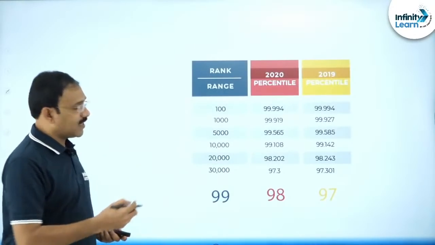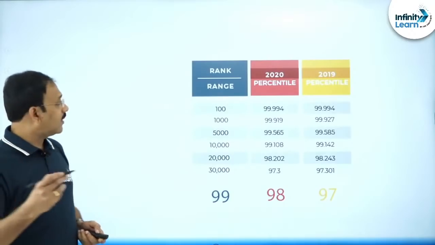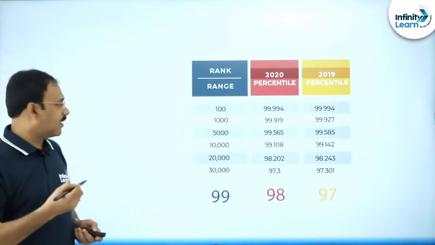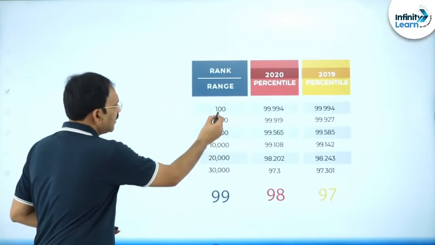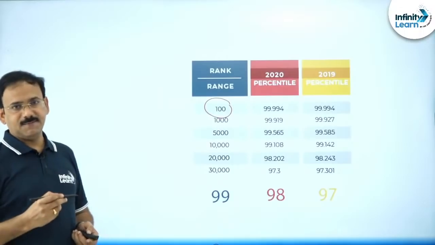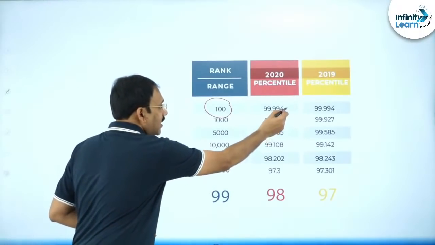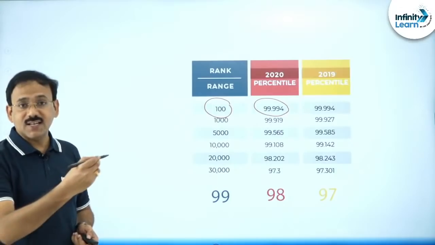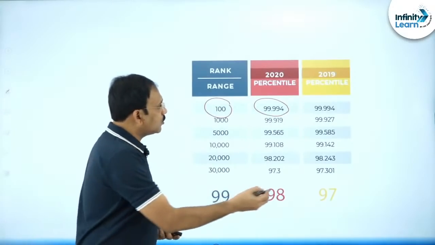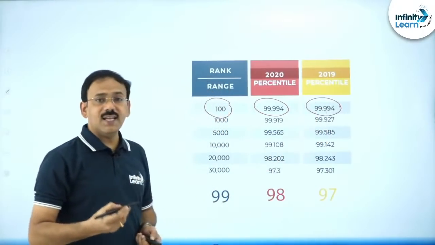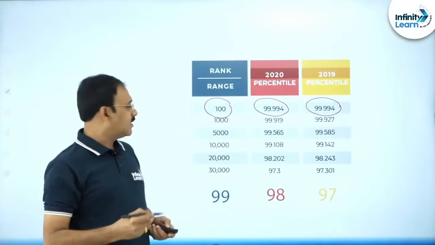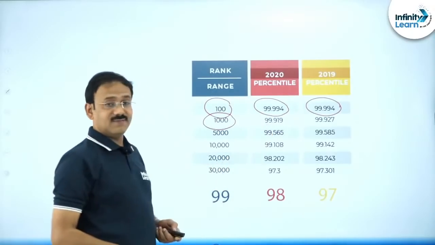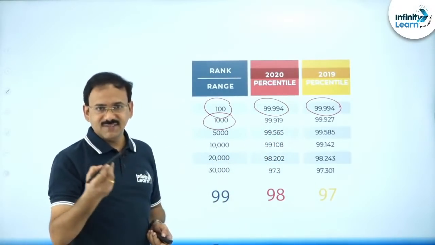Dear students, here I have given first of all the rank range and the percentile that you need to score for that particular rank. First one, to get a rank around 100 in JEE Main, in 2020 it was 99.994, corrected to 3 decimals, actually 6 or 7 decimals will be there. In 2019 almost the same, 99.994. In the same way, for 1000 rank it is around 99.9, and here also 99.9.